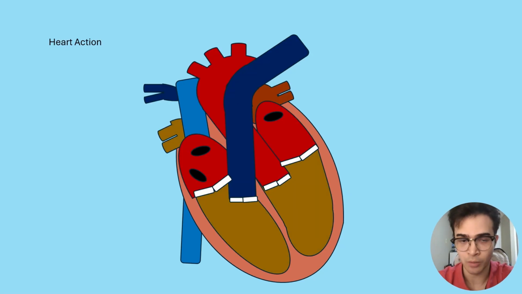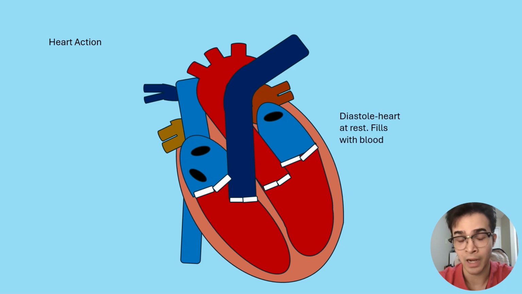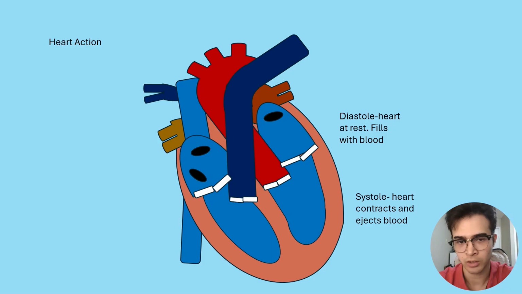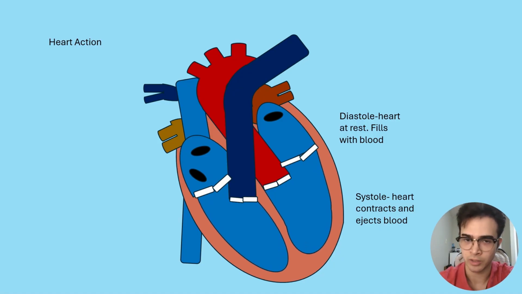So there's one last thing to know about the heart, and that's called heart action. This is what we use to measure blood pressure. The first part is when the chambers fill up with blood, and this is called diastole. It's essentially when the heart muscle is relaxed and it's the lower pressure. The second part is called systole, and that's when the muscles of the heart contract to eject blood. This covers the cardiovascular system.